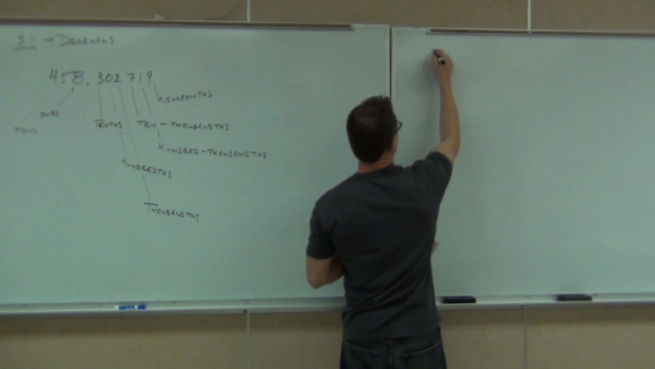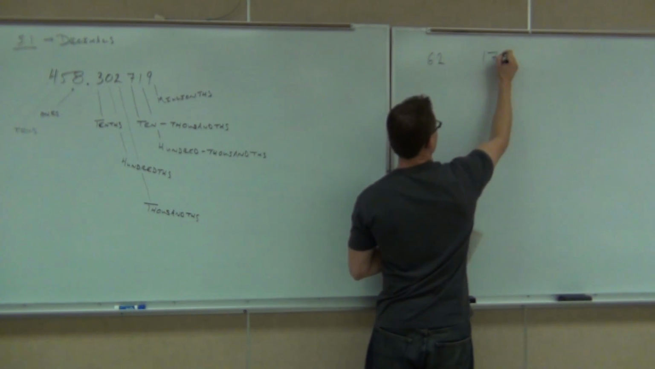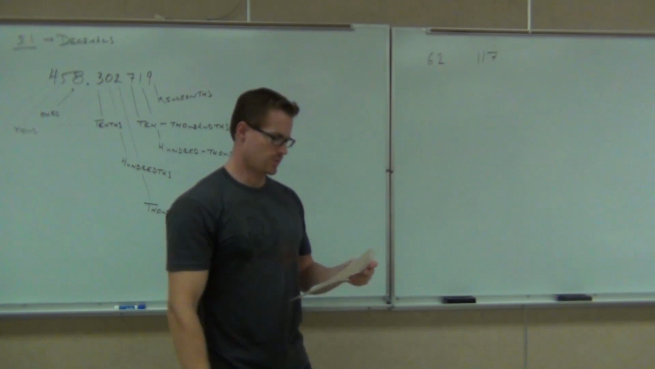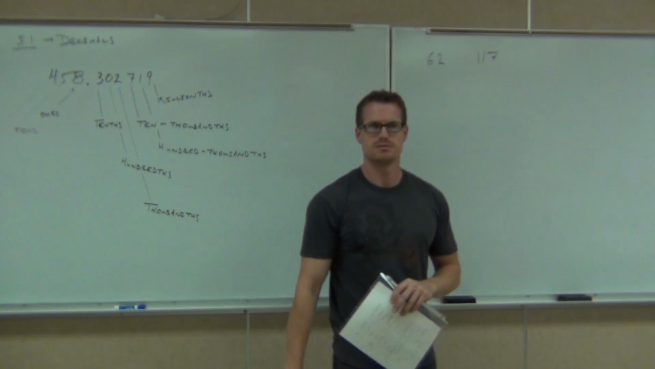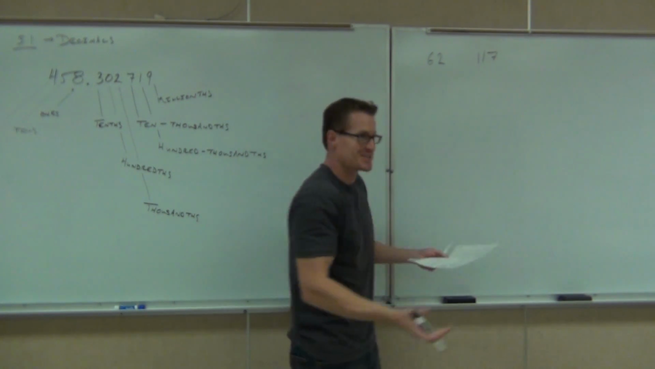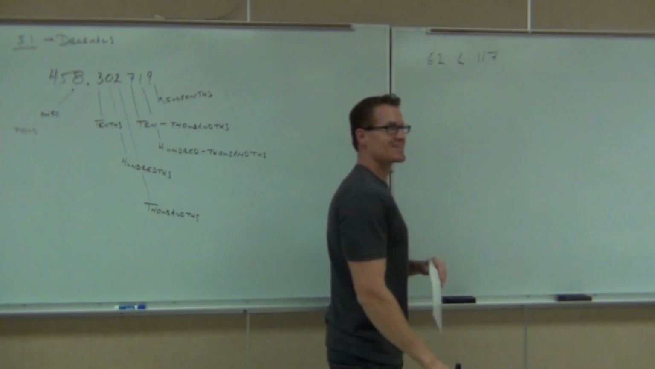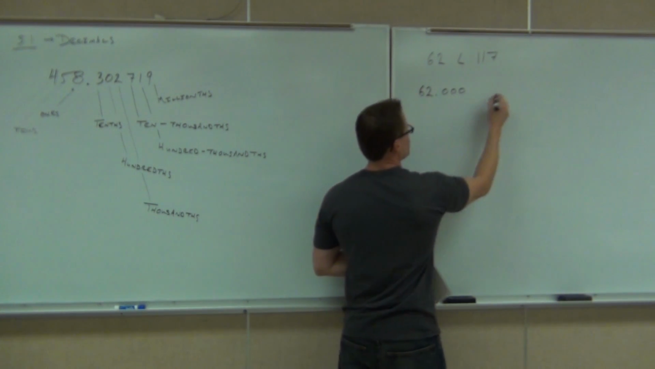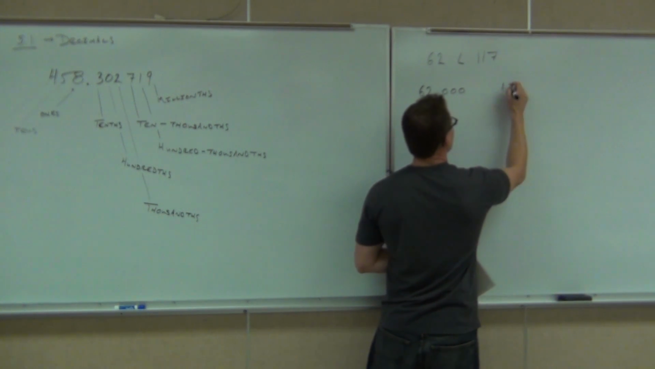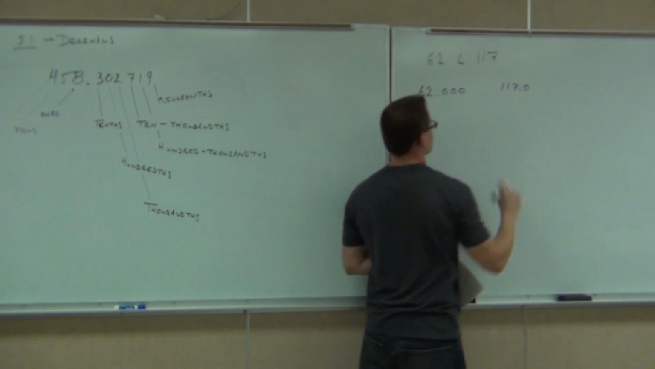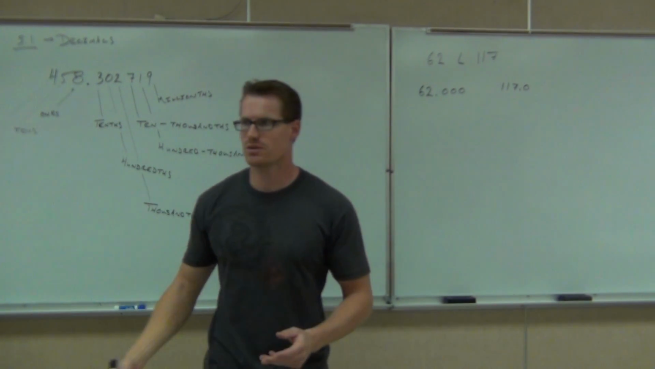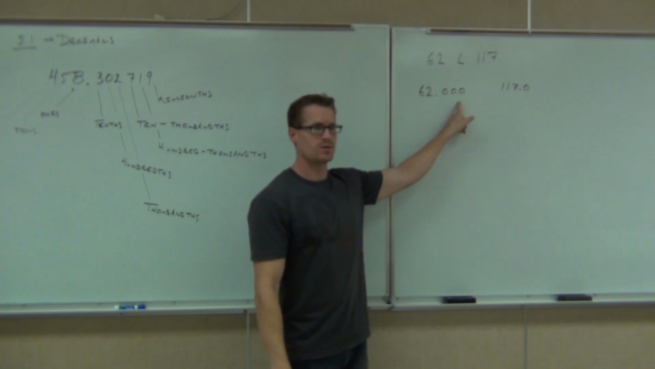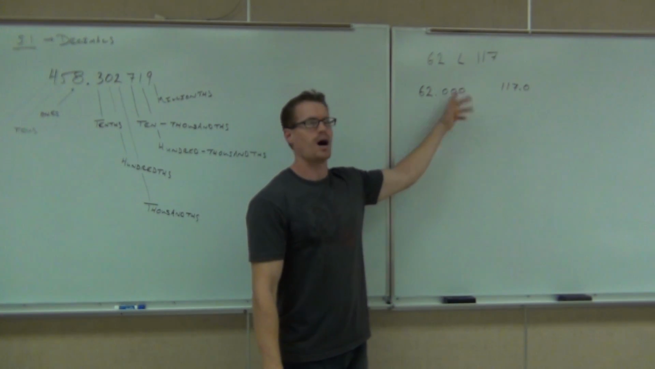Hey, which one's bigger? 62 or 117? Clearly 117. Why? Because it's bigger. Sure. Now, here's another question. What's bigger, 62.000 or 117.0? Wait a second, this has more zeros. So, why? Because this side is more.